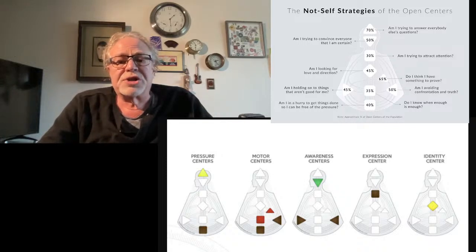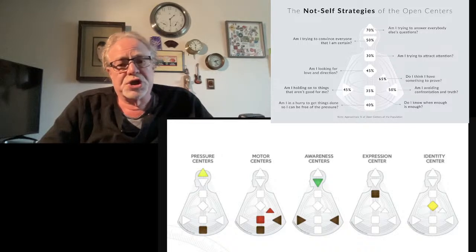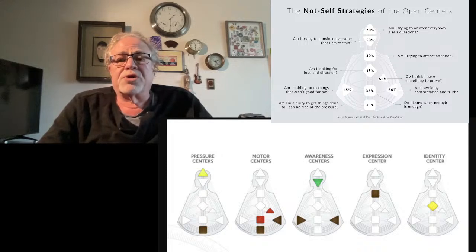Then we have the expression center of the throat, and in following broadcasts, I'm going to talk about the throat because it's quite interesting. And we'll discuss that at another time. And then we have the identity center, the G center, or actually the magnetic monopole.